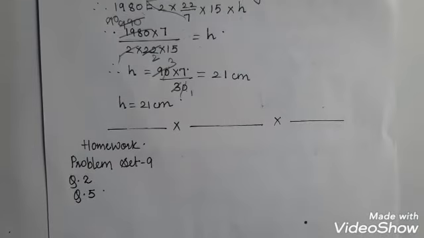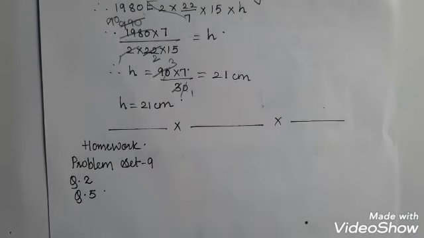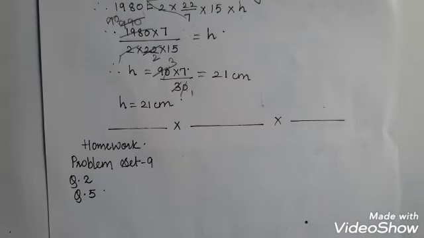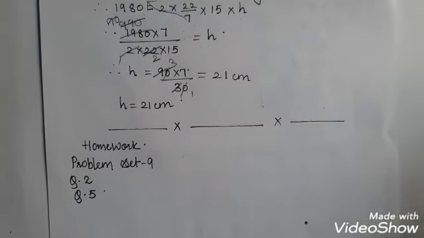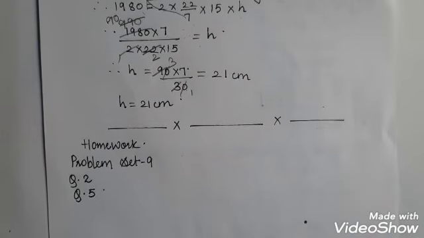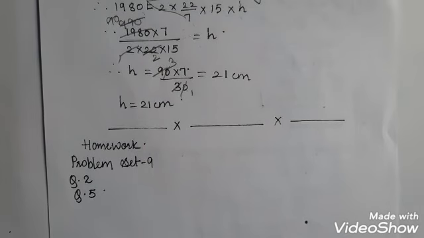So with this we have completed 9.1. For your homework you have to solve problem set 9, question number 2 and question number 5. For your assignment test you have to study exercise 8.2 and exercise 9.1. So these two exercises you have to study, exercise 9.1 and exercise 8.2. Okay, thank you.